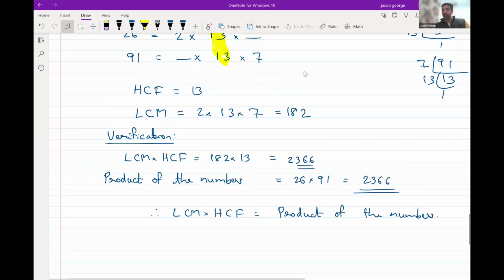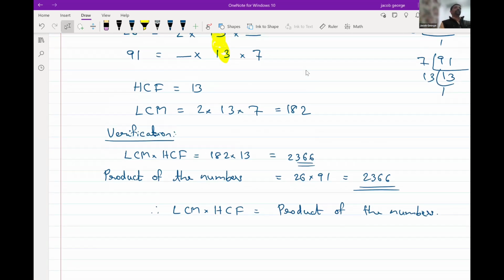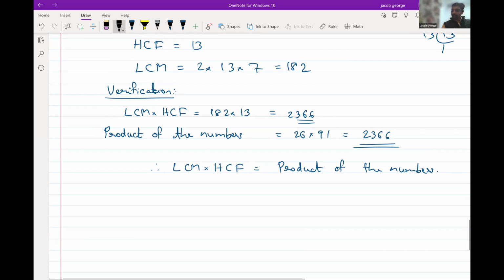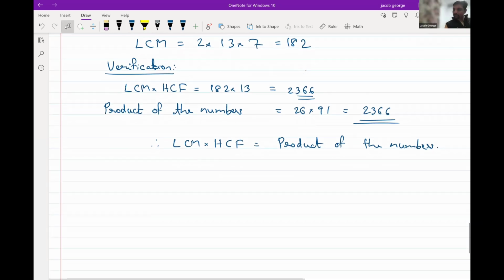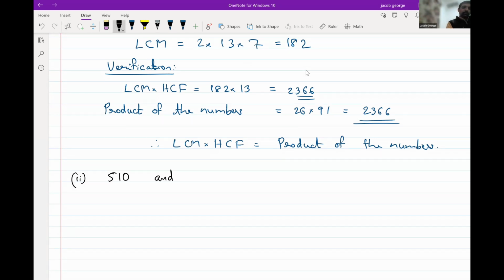So let's do one more question of the same type. You understood the method. Second question, 510 and 92. First of all, we have to find the prime factorization of 510, then the prime factorization of which one? 92. Yes. Can you start? 510.